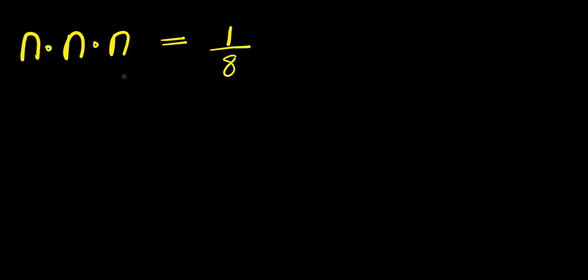Hello, how to solve this problem? This is n times n times n equals 1 divided by 8. We are solving for the value of n that satisfies this equation. Now, n times n, that is n power 2 times n again. This will be n power 3 equals 1 divided by 8.